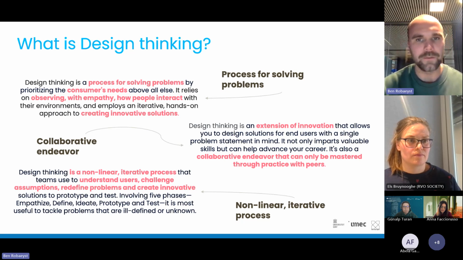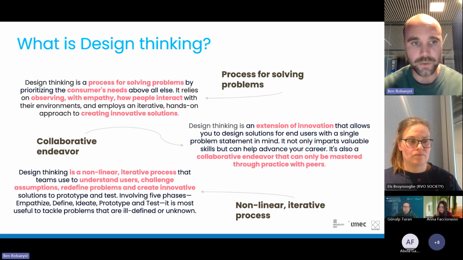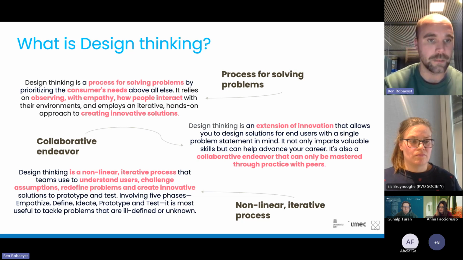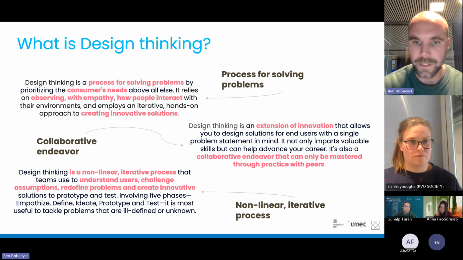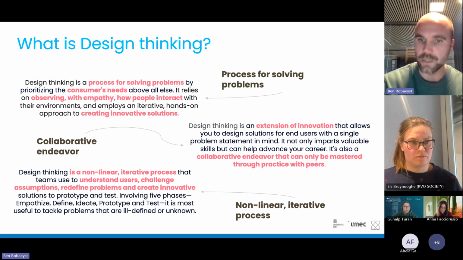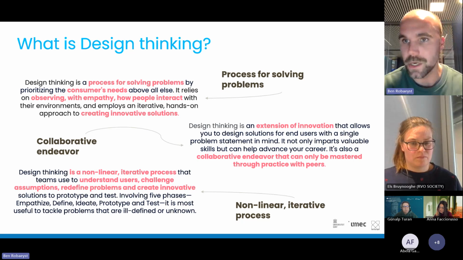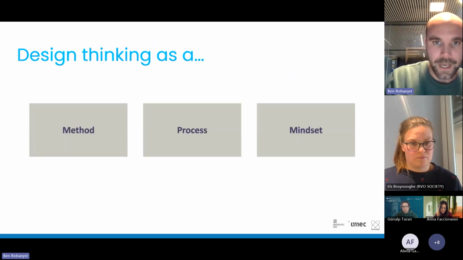So first of all, if we look online, we see that it's used as a process for problem solving, where you go through some phases in order to get to a solution. Then you also see that it's a collaborative endeavor, which means that you collaborate with different partners to find solutions, especially with the end user. And then it's also described as a non-linear or iterative process. So these are three things that are quite different from each other.